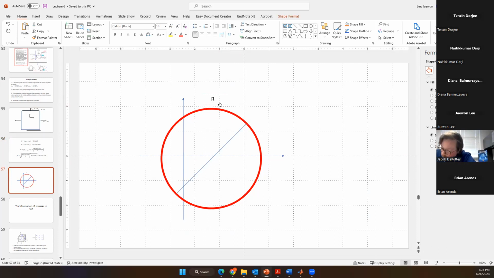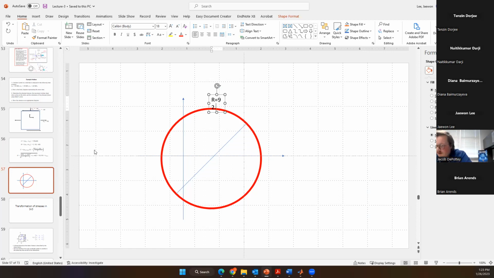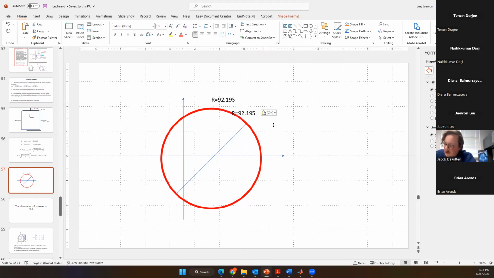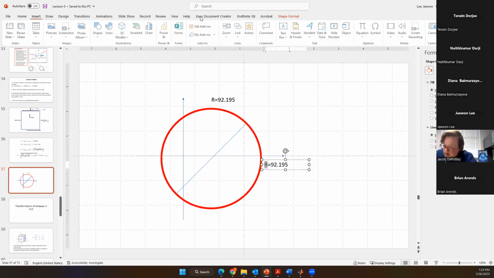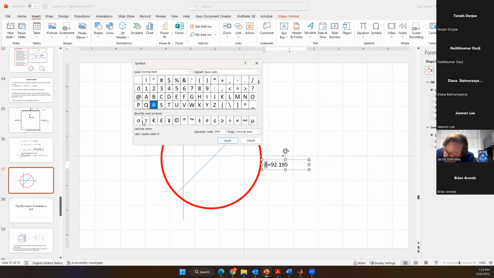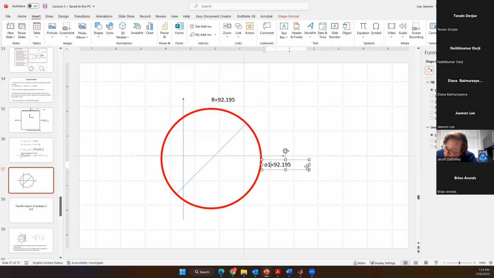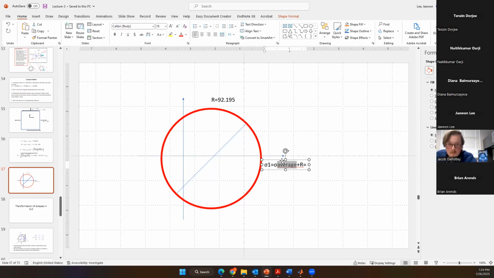R, and it is 92.195. Sigma 1 is equal to sigma average z plus R. We just calculate this one also.